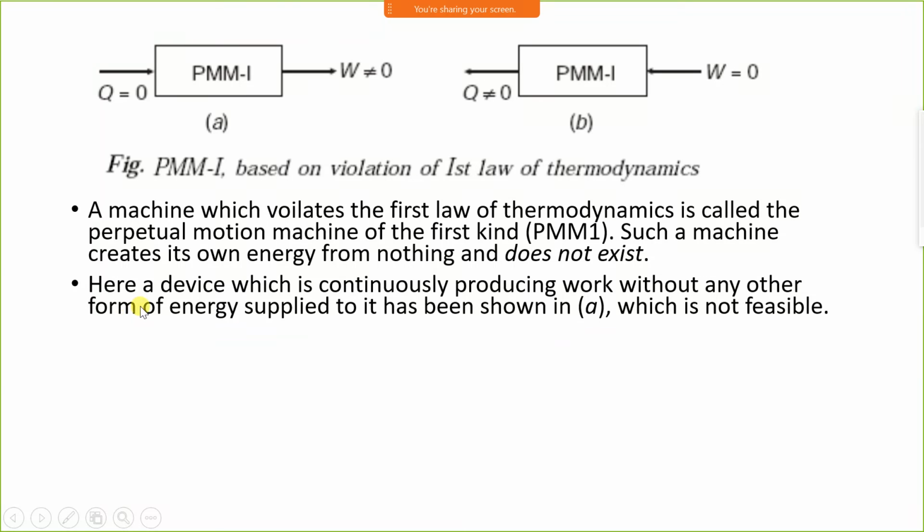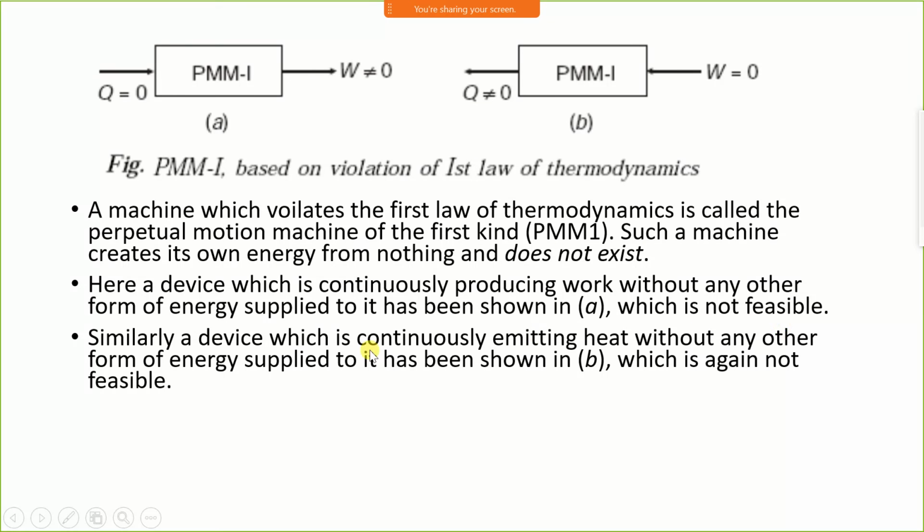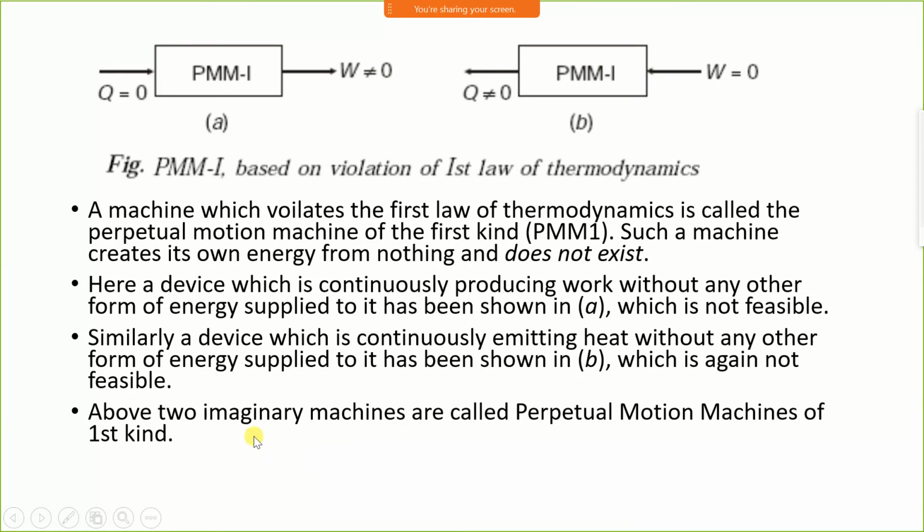Hence, a device which continuously produces the work without any other form of energy supplied to it has been shown by A, which is not feasible. Similarly, a device which is continuously emitting the heat without any other form of energy supplied to it has been shown in the figure, which is not feasible. Above two imaginary machines are called perpetual motion machine of first kind.